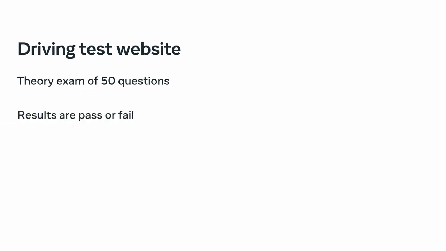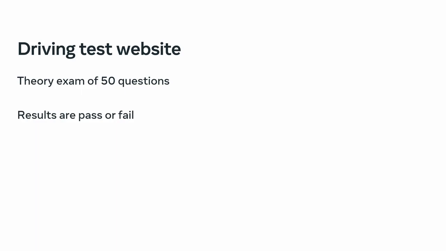So far, you've learned about using conditionals with binary conditions where a thing can be either true or false. However, in the world of programming, things are often not that simple. Imagine you are a developer working on a website where a person can practice for their driving test. Part of the driving test is that they must pass a theory exam of 50 questions based on the rules of the road. The exam has only two results, pass or fail.